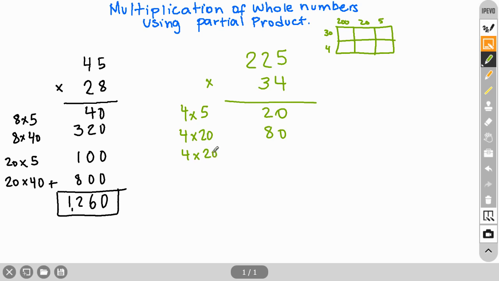And then we do 4 times the 2 here, which is not 2. It is 200. So 4 times 2 is also the same thing. It's 8. But this time we have 2 zeros. So it's 800.